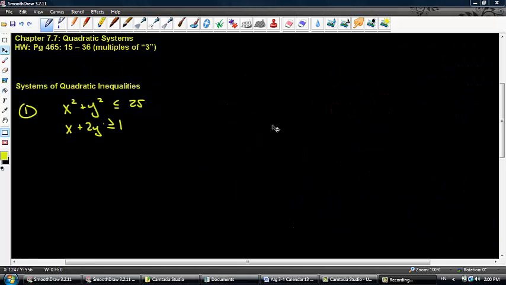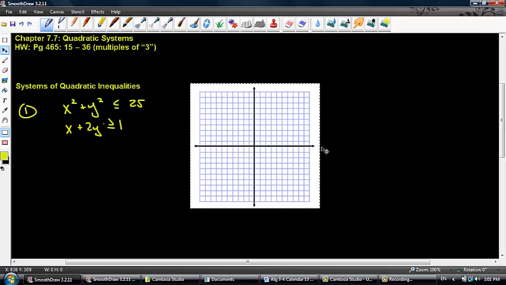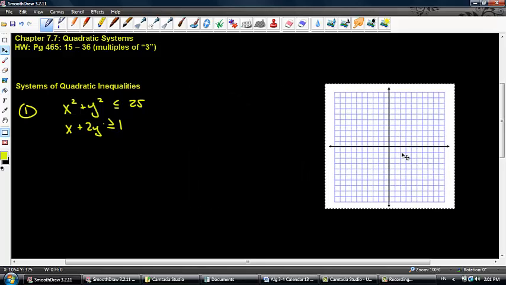All right, systems of quadratic inequalities require us to graph. So similar to the systems of linear inequalities, we're trying to find the shared shading of what's going on in these two graphs here. So why don't I go ahead and just put in the graph here and just go ahead and sketch each one.